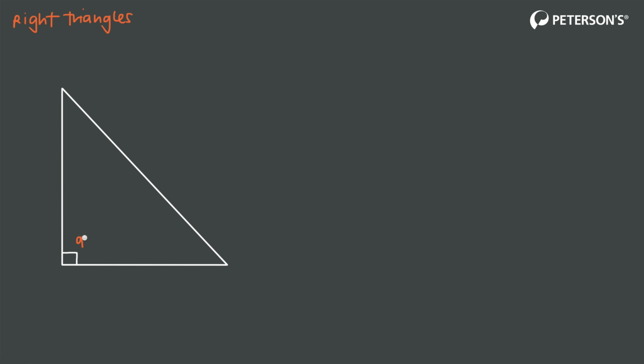So we could say that this angle here is 90 degrees. It doesn't matter the measure of the other two angles. As long as we have a 90-degree angle, then we call it a right triangle.